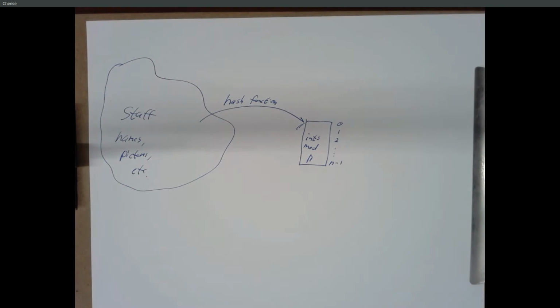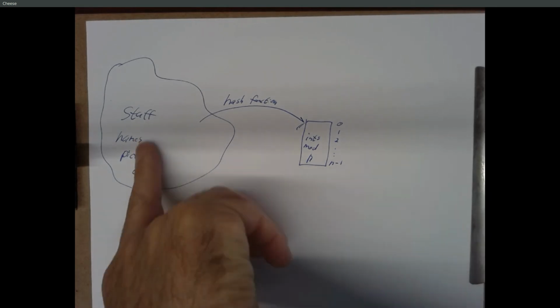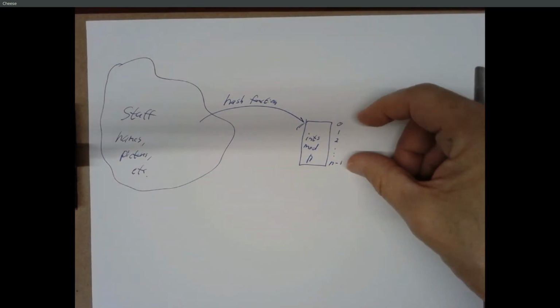So hash functions can be weird, random, crazy things, right? They usually involve arithmetic operations and some kind of modulo operation. And the end result is we have a mapping from things into a small set of integers.